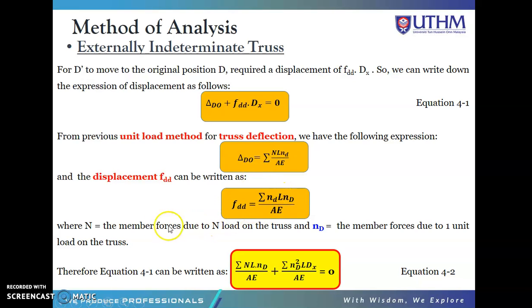Okay. Maksudnya N ni adalah due to end load, ND ni due to the satu unit load. Kenapa D? Sebab D tu kita punya location lah. So sebenarnya dia adalah represent n kecil sahaja. So therefore this equation will become this equation. So we are going to use this equation to solve for the externally indeterminate trusses. Okay.